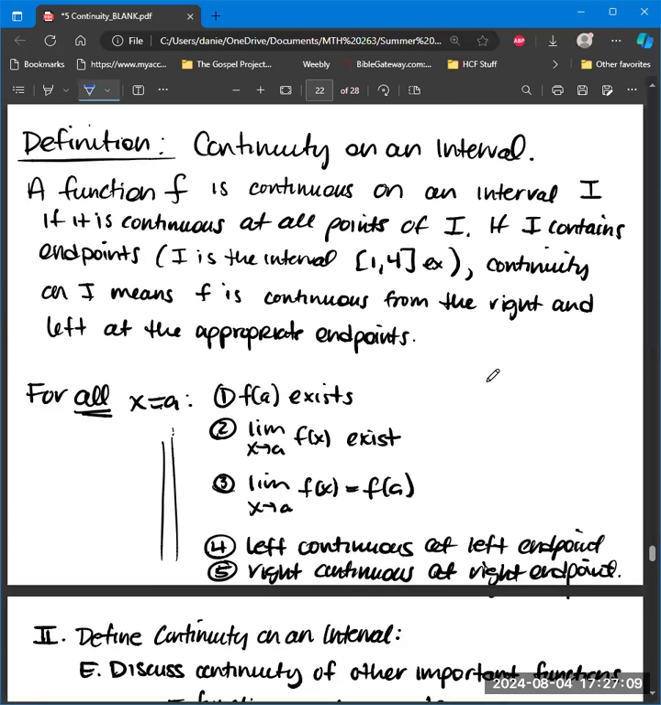All right, continuity on an interval. A function f is continuous on an interval I if it is continuous at all points on I. If I contains endpoints, like I is the interval 1, 4, continuity on I means f is continuous from the right and left at the appropriate endpoint. So this is where you get into the domain of the square root function being 0 to infinity, and it has an endpoint over here, and you say, well, since it has a left endpoint, it only needs to be right continuous there, and then it's continuous on its entire domain. So I'm just telling you what other books say.